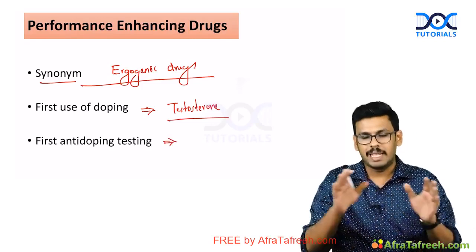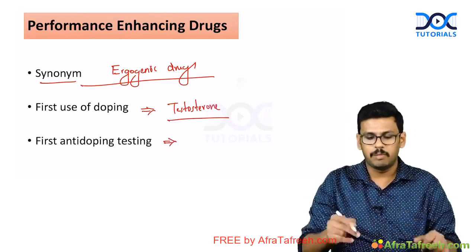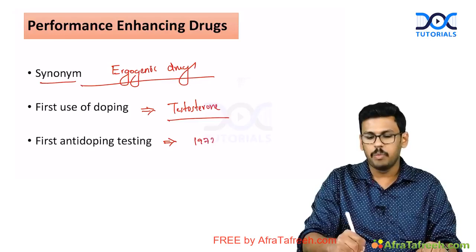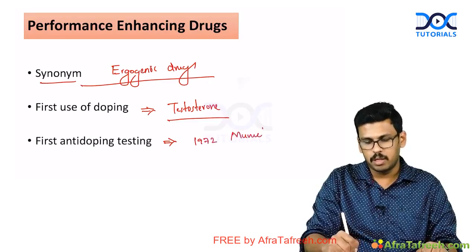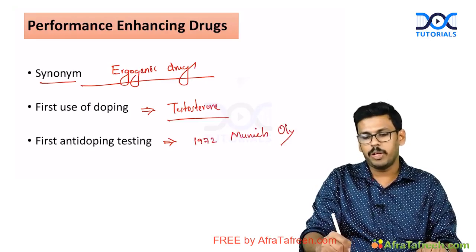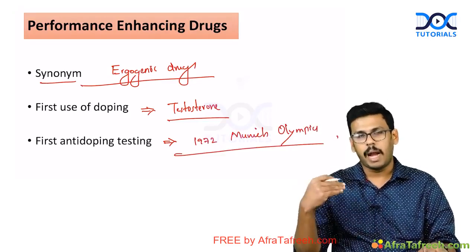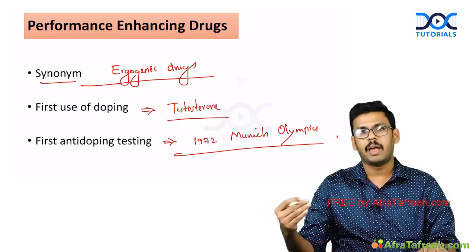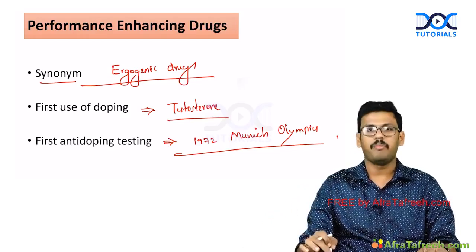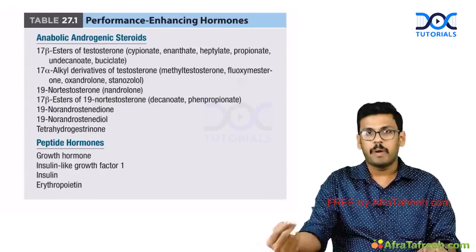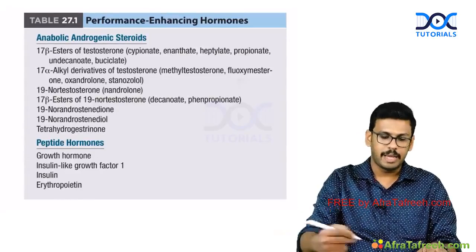and the first formal anti-doping testing which was approved worldwide was during the 1972 Munich Olympics. So the 1972 Munich Olympics was the event from which the anti-doping test was being held, and it was being held regularly from then onwards.